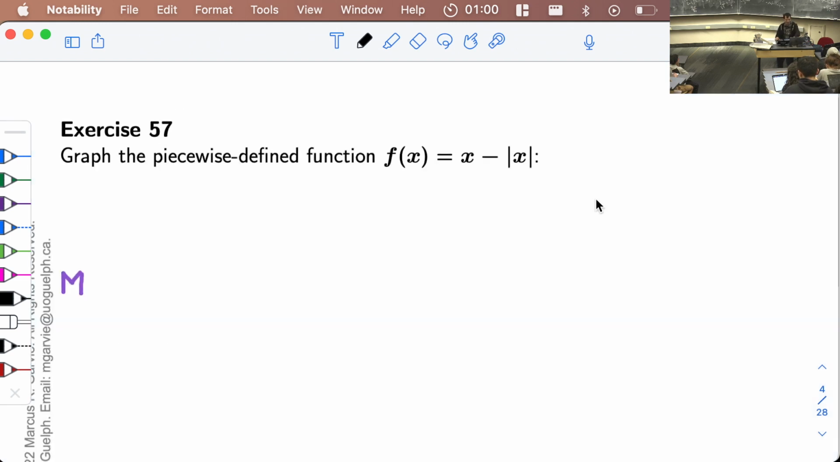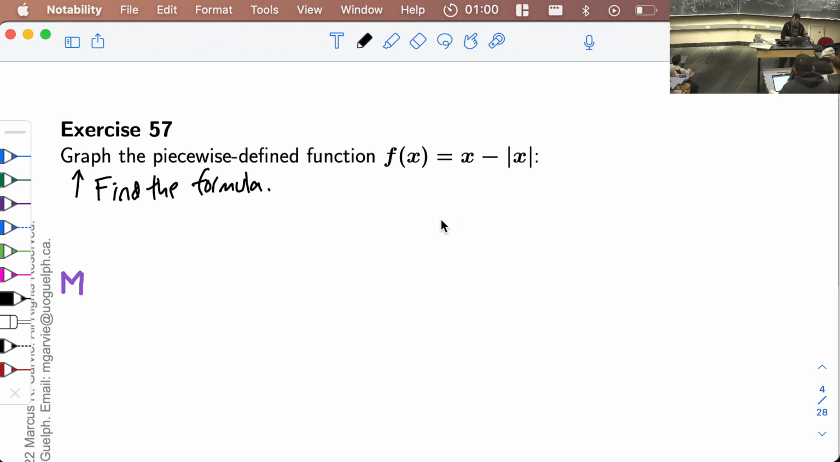Here is the next problem. We're going to look at the piecewise function x minus absolute value of x, and we want to graph it. But before we graph it, we want to find the formula. I'm going to give you some hints, and then I'm going to set you free on Math1030 to try to do it.